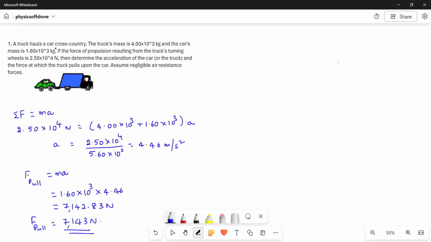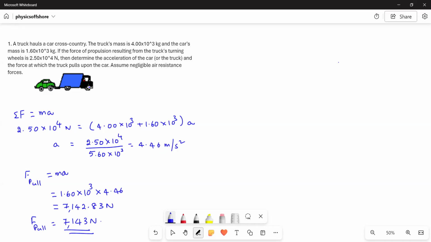A truck hauls a car cross country. The truck's mass is 4 times 10 to the power of 3 kilograms, and the car's mass is 1.6 times 10 to the power of 3 kilograms. If the force of propulsion resulting from the truck's turning wheels is 2.5 times 10 to the power of 4 newtons, then determine the acceleration of the car or the truck and the force at which the truck pulls upon the car. Assume negligible air resistance forces.